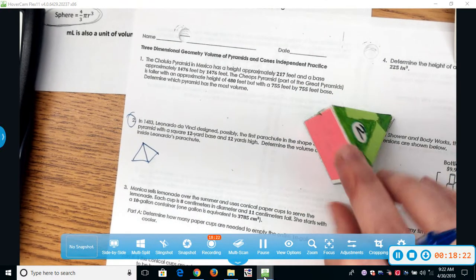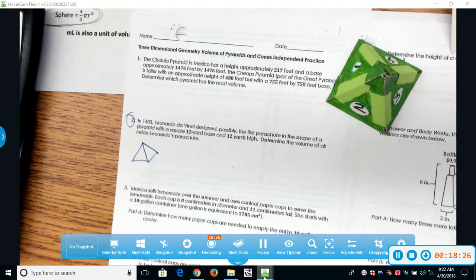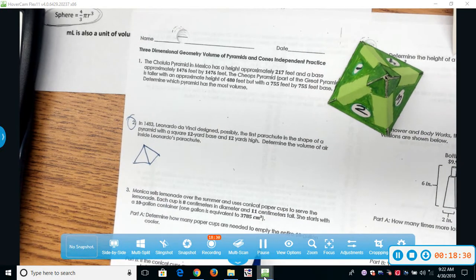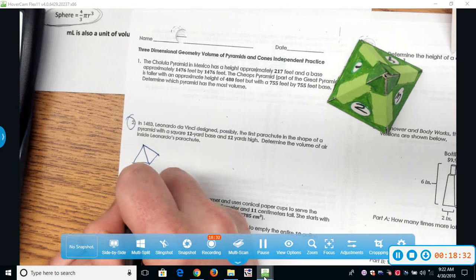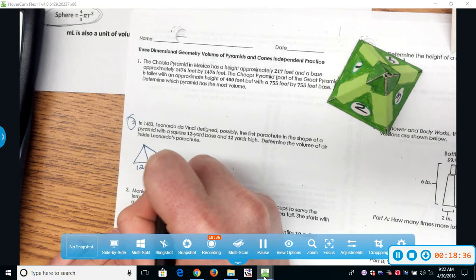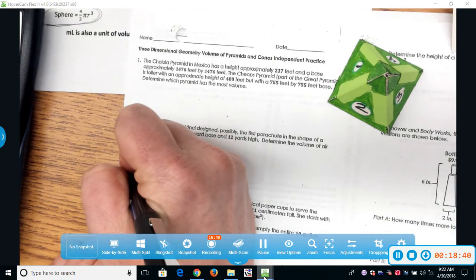Representative 3D figure right here. Alright, here's also a square pyramid. So let me plug in the numbers. I know it's a square base, so 12 yards by 12 yards. And then it tells me the height is also 12.